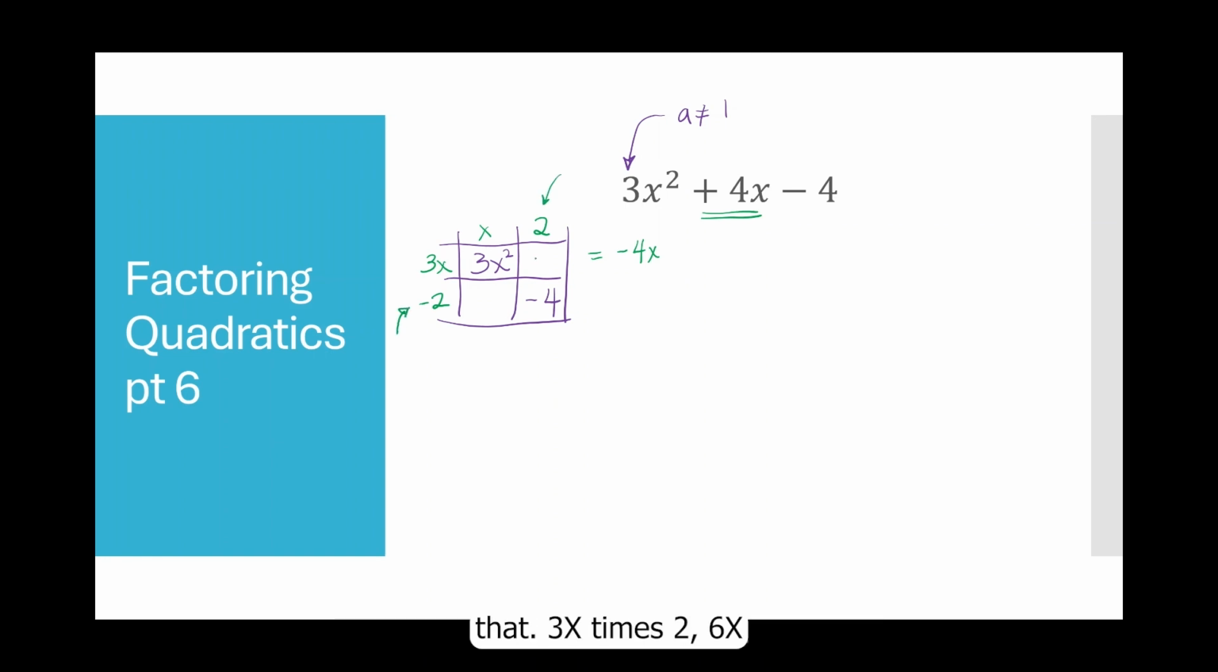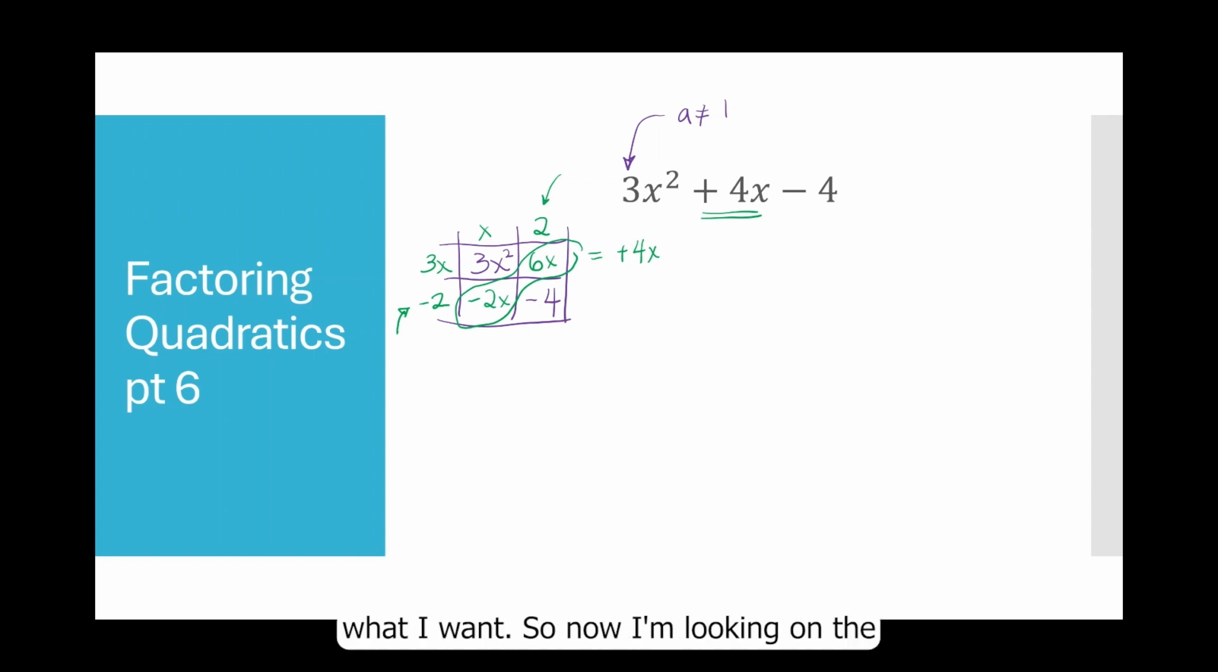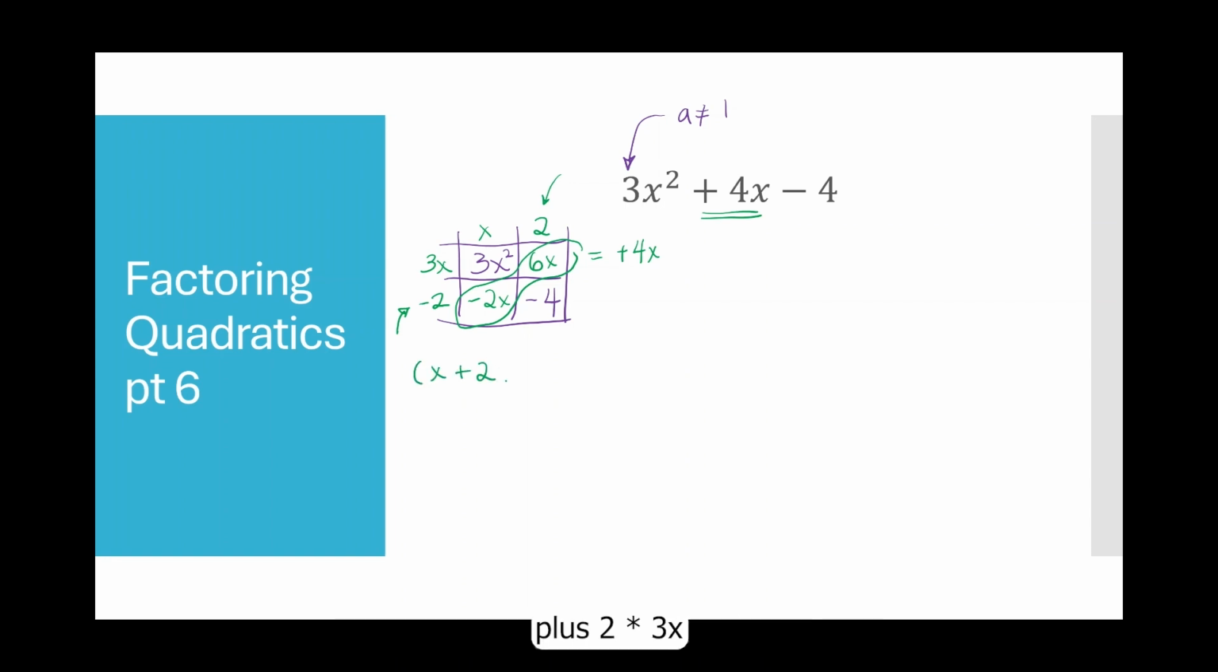So let's try that. 3x times 2, 6x. -2 times x, -2x. Ooh, I love that. Those are adding up to +4, which is what I want. So now I'm looking on the outside, and my factors are x plus 2 times 3x minus 2.